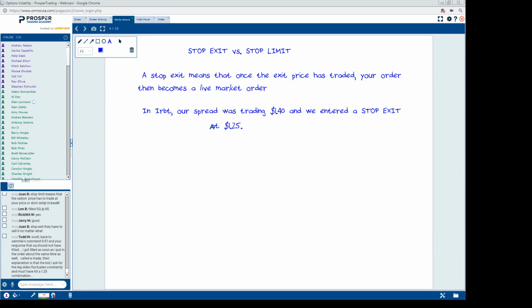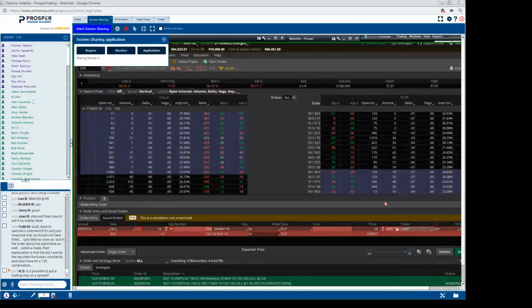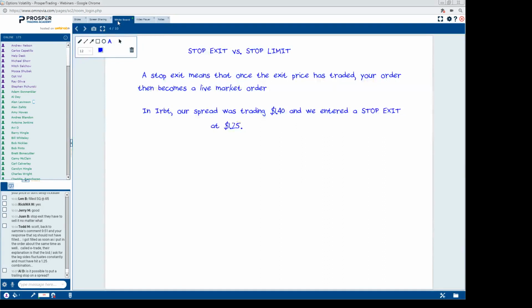Not only does it become a live order, but if you use a stop exit or a stop market, here is what it looks like on TOS. If you hit the order drop down button, you can see all the different things here. All the different types of orders you can put in. Now TOS doesn't say stop market, they only say stop or stop limit. Stop is the same as stop market. Okay? Everybody got that so far?